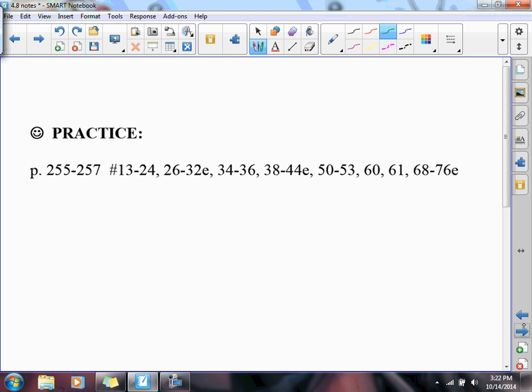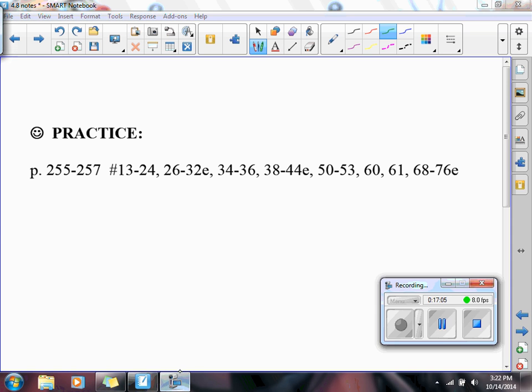Now, there's a lot of little concepts that we talked about today, and they're important concepts. Functions are a whole big part of mathematics. So definitely practice these problems, and if you have any questions, come on in and see me before school.